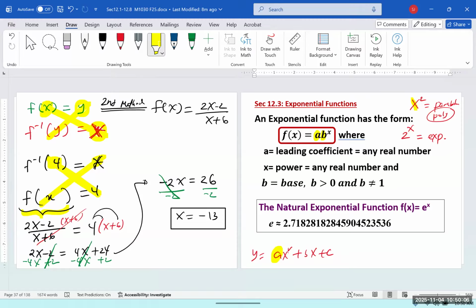Now the base can never be 0. If the base is 0, then it's not an exponential, because 0 to the power of anything is 0.